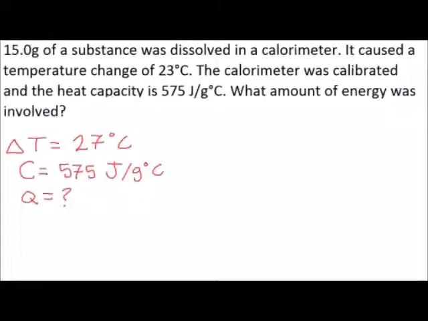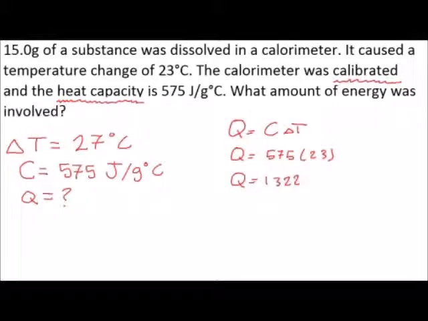Consider the second example. 15 grams of a substance was dissolved in a calorimeter. It caused a temperature change of 23 degrees Celsius. The calorimeter was calibrated and the heat capacity is 575 joules per gram degrees Celsius. What amount of energy was involved? Sometimes heat capacity is given instead of specific heat capacity. This is when the efficiency of the calorimeter is known and is incorporated into the calculation. Thus, we use a new equation, Q equals C delta T. We plug in our values and we solve.